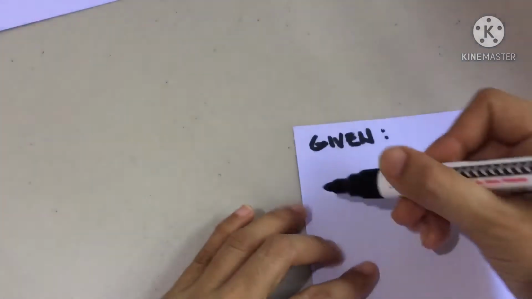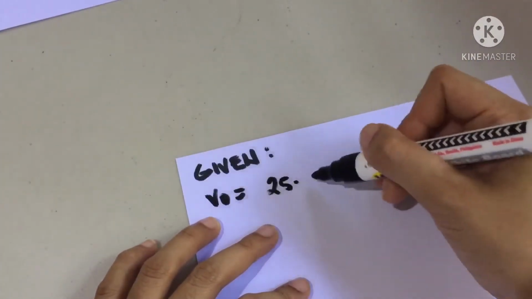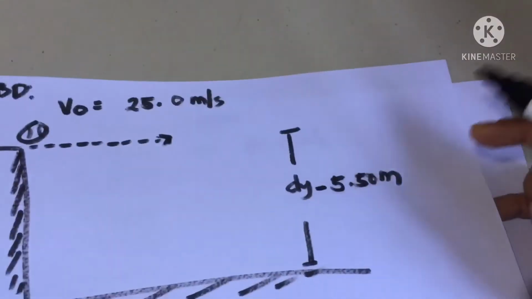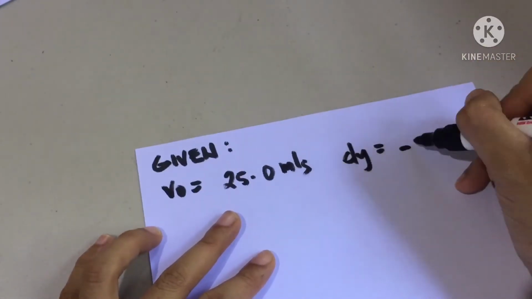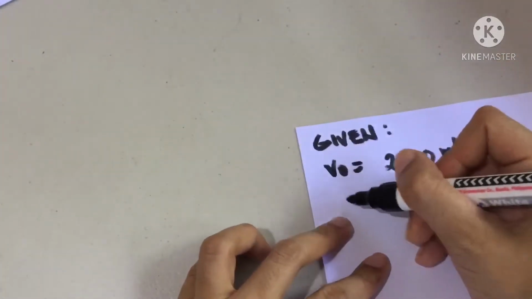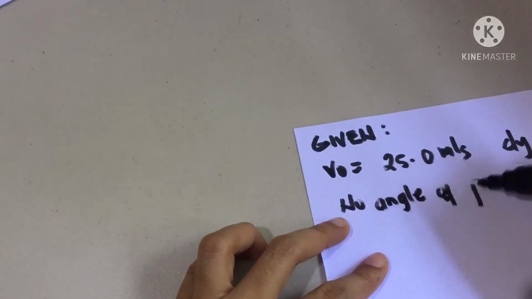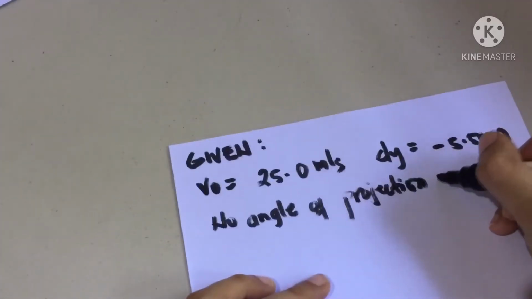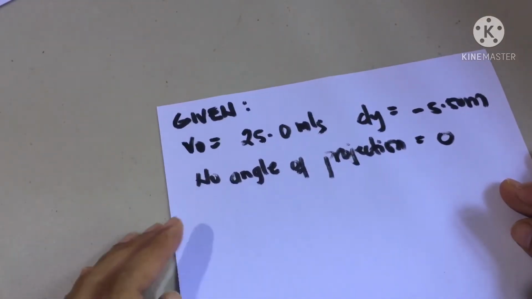So we have initial velocity that is equivalent to, very good, 25.0 meters per second. Then what else do you see there? Very good, it's the dy, or the distance or height, which is negative 5.50 meters. What else? Of course, there is no angle of projection given. No angle detected. So the angle is 0. We need to say 0 degrees. Okay, next. So these given are ready.